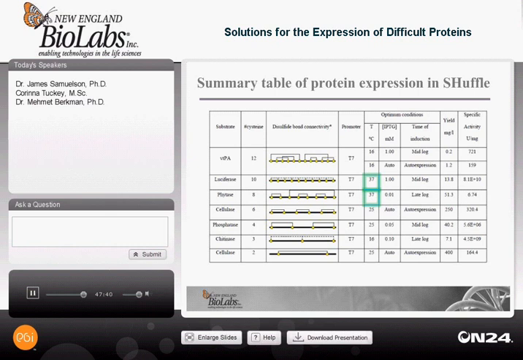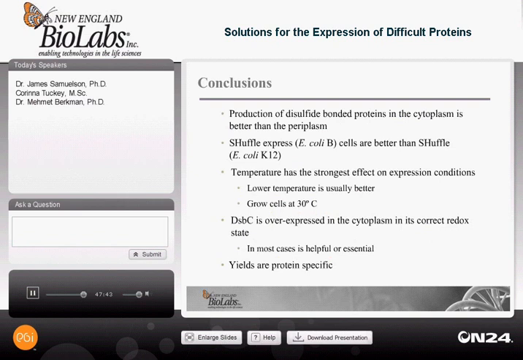So let me just summarize what I just said. We think that the cytoplasm of Shuffle is a better folding environment than the periplasm. We think the Shuffle B versions of these cell lines are better than their K12. We recommend that the Shuffle cells are treated with some gentility and only grown at 30 degrees, and try lower temperatures when expressing your protein of interest. Although I didn't show you the data today, DsbC is in its correct redox state in the cytoplasm and highly overexpressed, and in most cases it is helpful if not essential. And the final yields of your protein will depend on your protein itself.